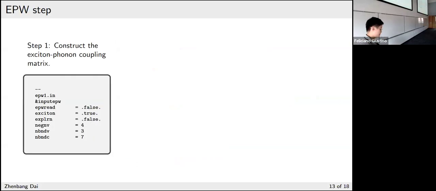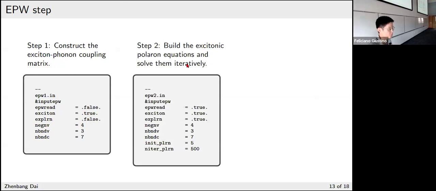Okay, and since this feature is not really released yet, I will only give you some ideas of what the input files would look like when the feature is public. So basically, it's a 3-step calculation in the EPW big step. The first step is to construct the exciton-phonon matrix element, which you just turn on this flag. And you specify how many valence bands, how many conduction bands, and how many exciton bands you want to use when constructing the exciton-polaron equation.